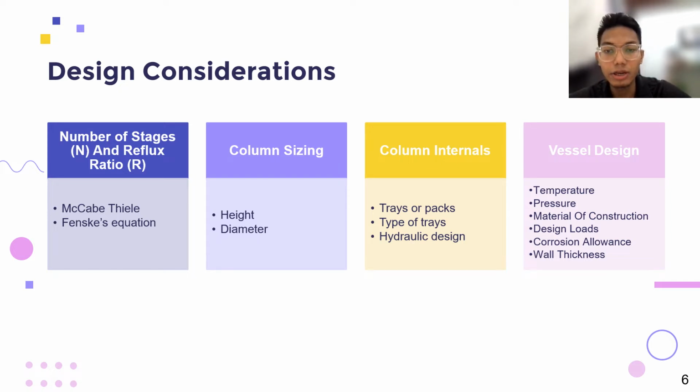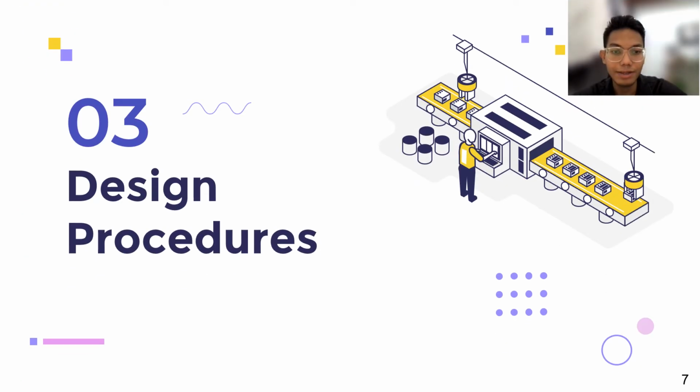The third one would be the column internals, where the trays or packing are being used in the distillation column, and what type of tray will be used, as well as the hydraulic design. The last one will be the design of the column, where we look at the design temperature, design pressure, material of construction, design loads, corrosion allowance, as well as wall thickness. Next, I will pass to Alia to present the design procedures.